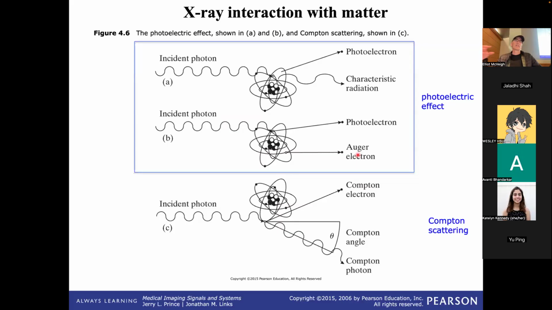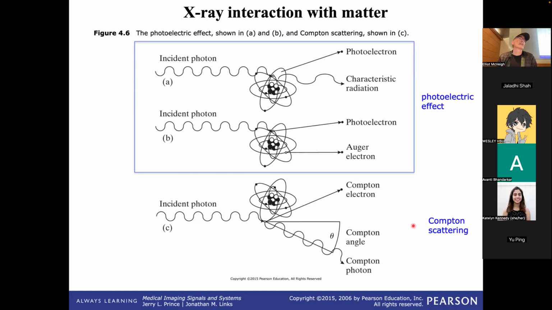They're both, as an electron drops down from a higher orbit into the place from which the photoelectron was ejected, energy comes out of the system either as characteristic radiation as a photon or an Auger electron. Both of those get lumped in as photoelectric effect.